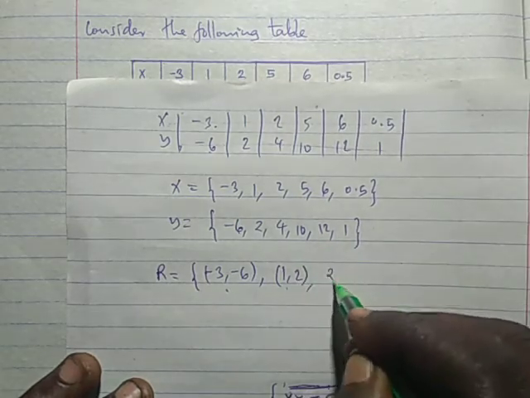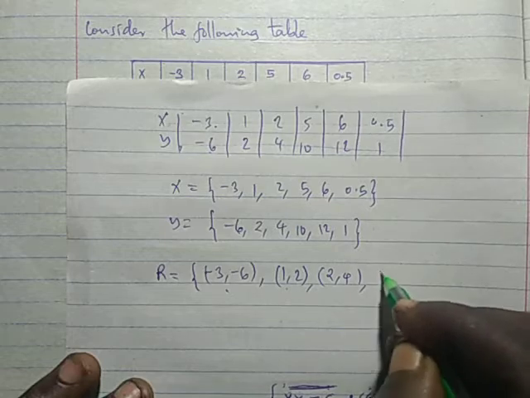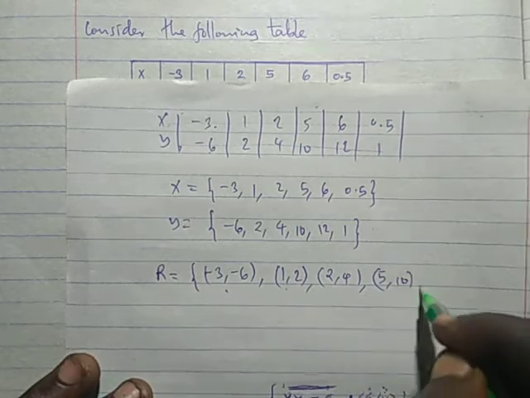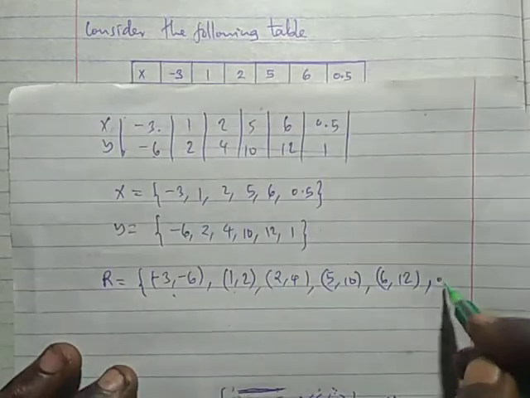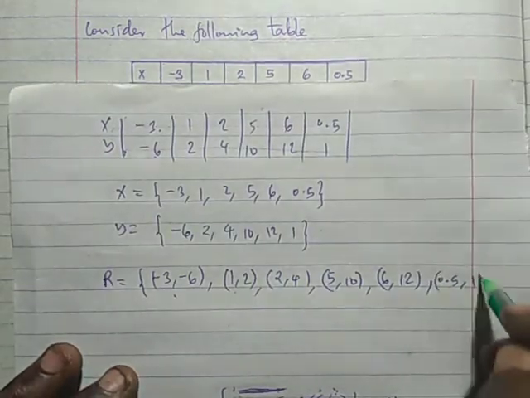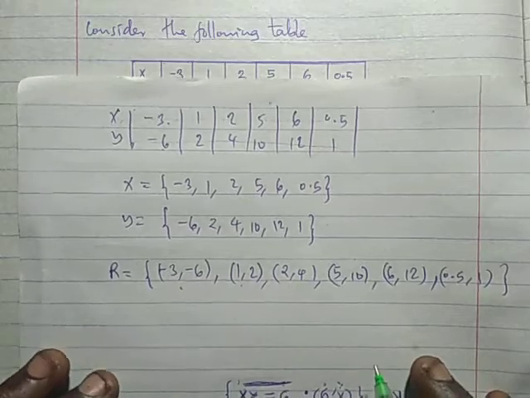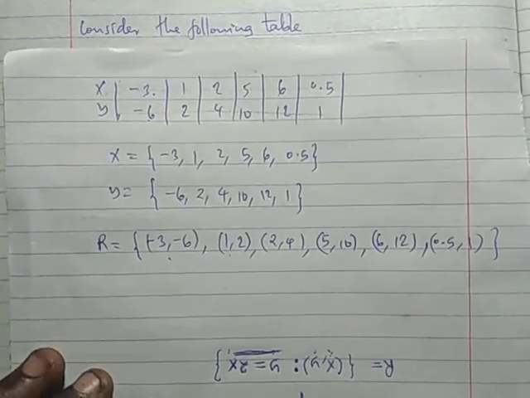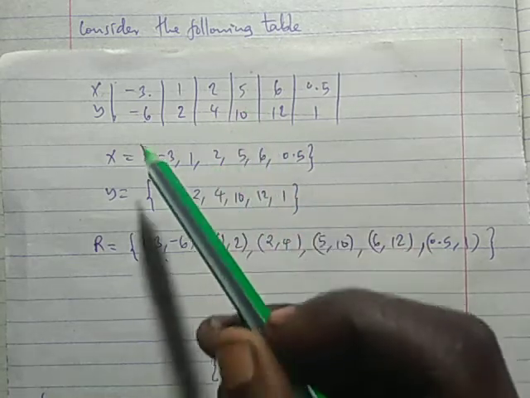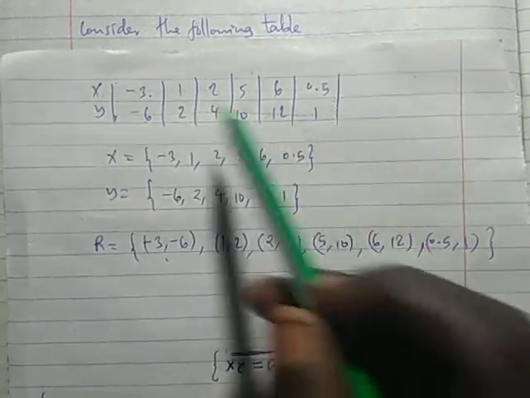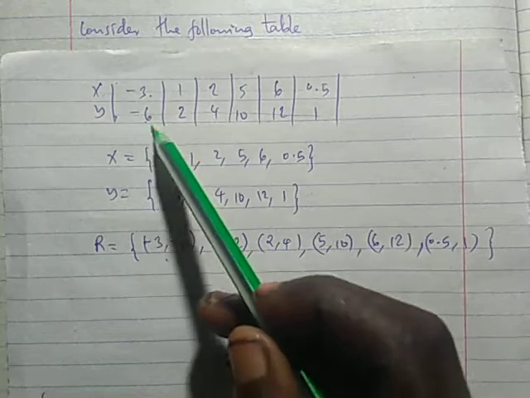Then tutakuwa na ordered pair 2, 4. We'll have 5, 10. We'll have 6, 12. Then we'll have 0.5, 1. So these will be the ordered pairs of my relation. Na ukiangalia vizuri hii table, if you are looking well at this table, utagundua the value of Y is 2 times the value of X. -6 ni mara 2 ya yule.